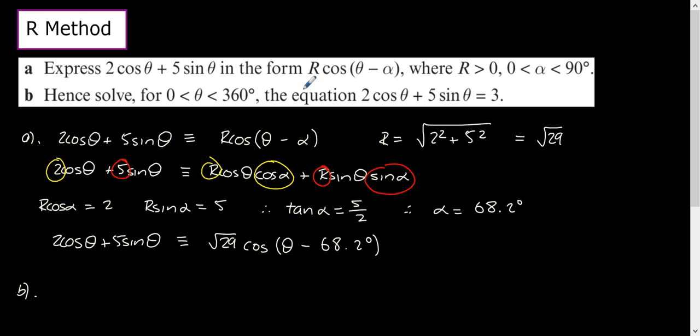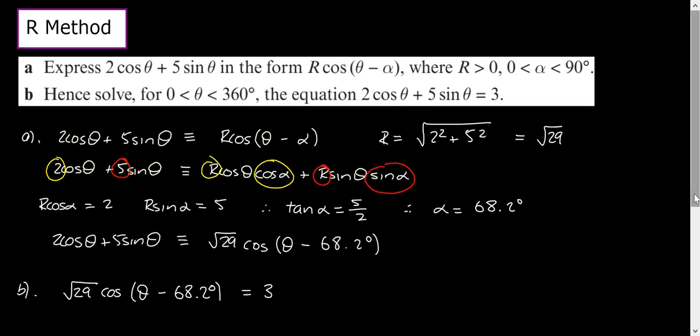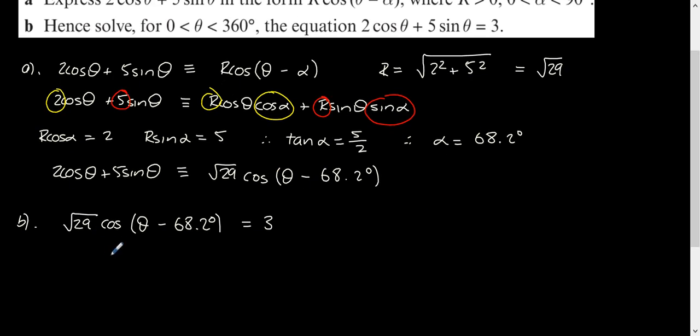So now we're being asked to solve, okay? So hence solve. Now we could solve this equation previously. We could divide by cosine and we could get tan. So we did have a method of working with this, but now we've got a different method. Now we can say this equation is the same as root 29 cos(theta minus 68.2 degrees) equals 3. Okay, rewrite the equation using what you've just done. That's what this hence is telling you to do. So we make that equal to 3, and we go ahead and solve it.